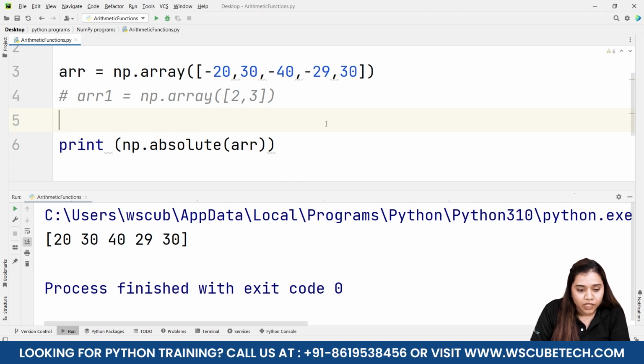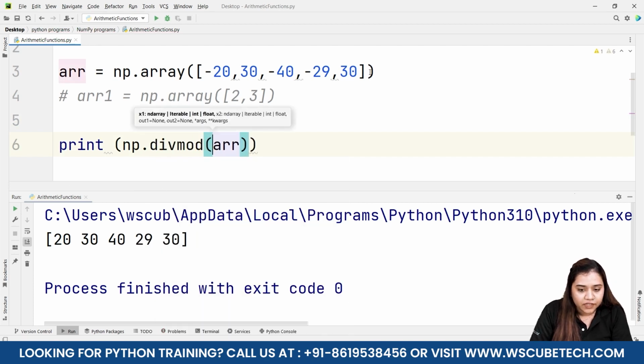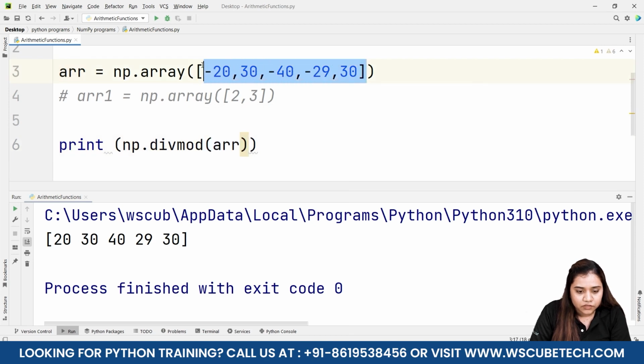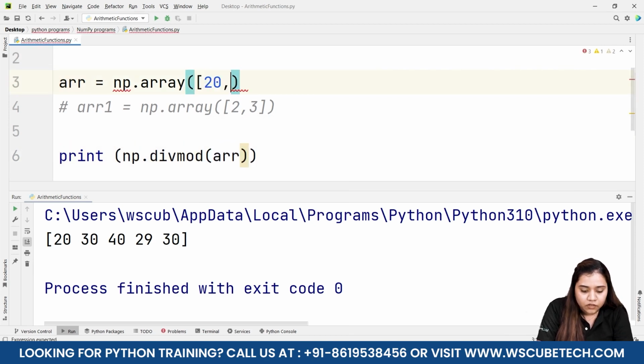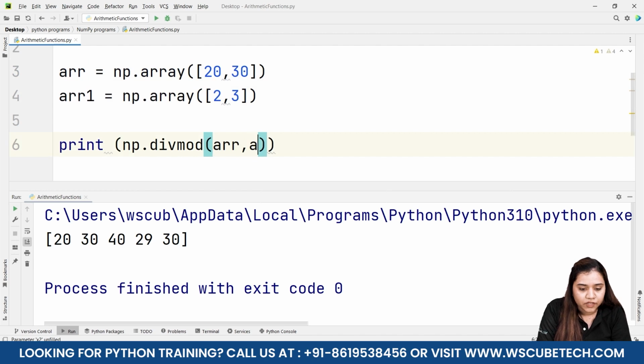So basically what we have covered is addition, subtraction, multiplication, division, modulus, remainder, floor division, and we also have divmod. Divmod is something different. If I write divmod, of arr, not arr basically, but we'll just take two values, let's say 20, 30. And over here, I'll remove the comment and pass another value, arr1.